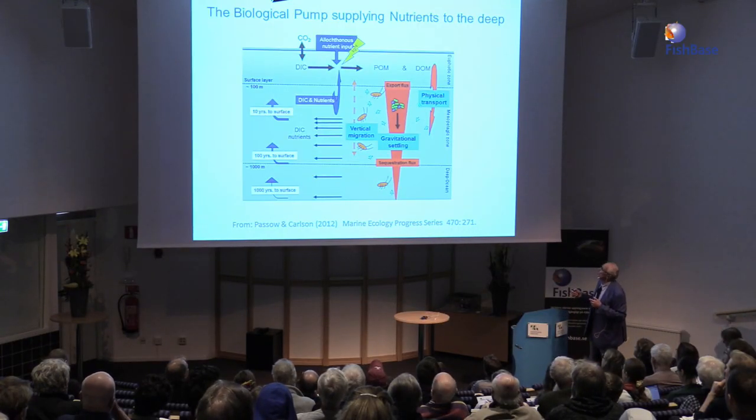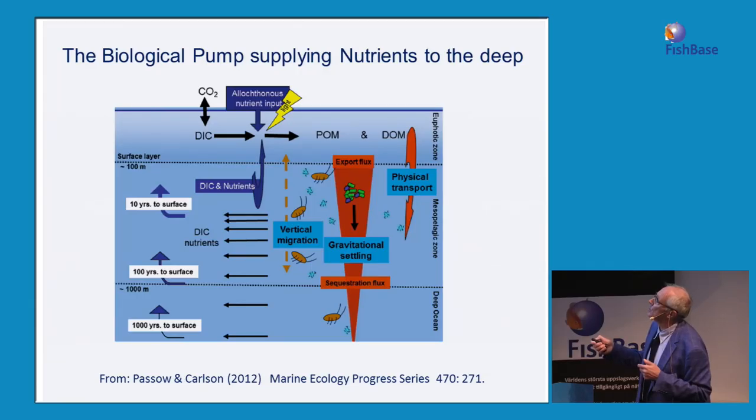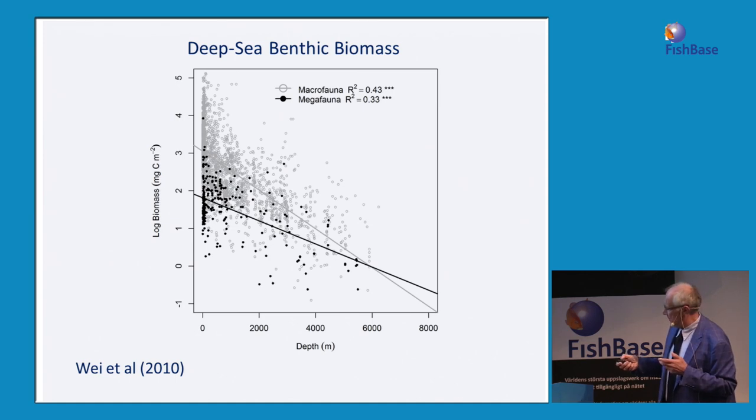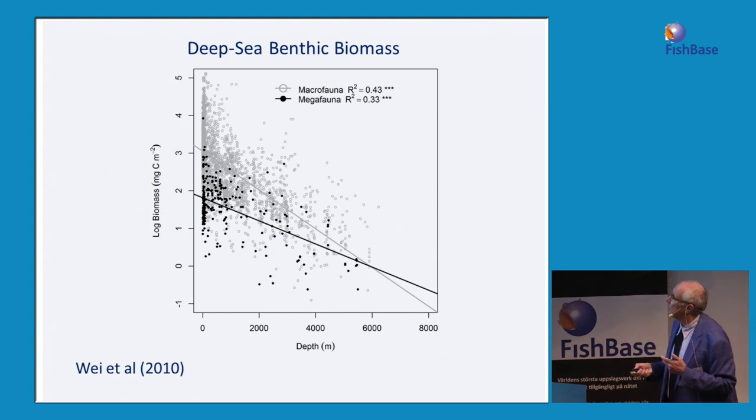The important driver, as I've already mentioned, is production of food at the surface by photosynthesis. Diatoms photosynthesize, copepods eat them, and so there's general transport of food down into the deep. This is the so-called biological pump. This has the effect that as you go deeper, the amount of biomass decreases. So life gets sparser as you go deeper. And fishes are no exception.